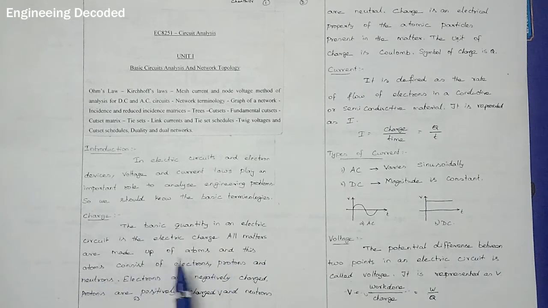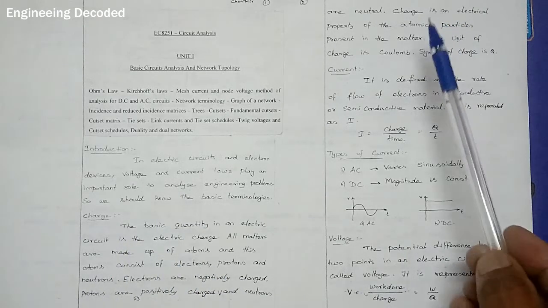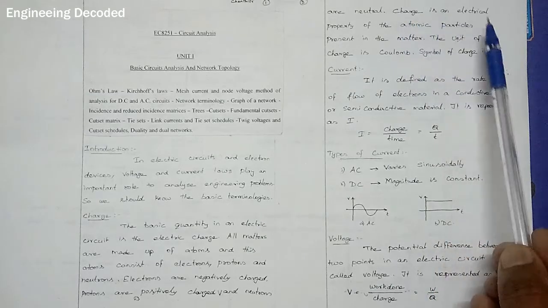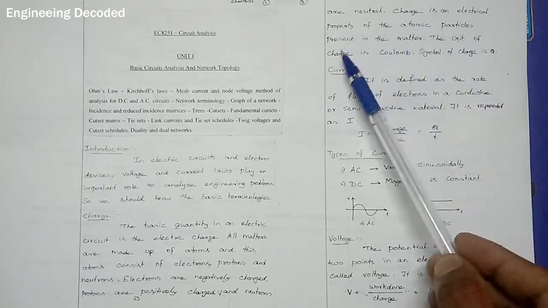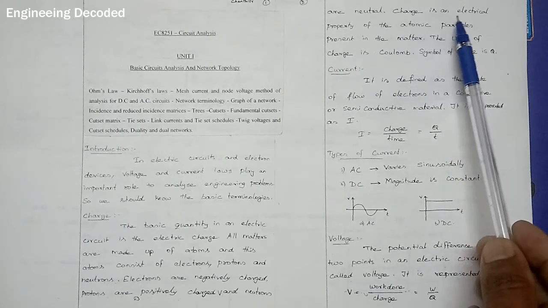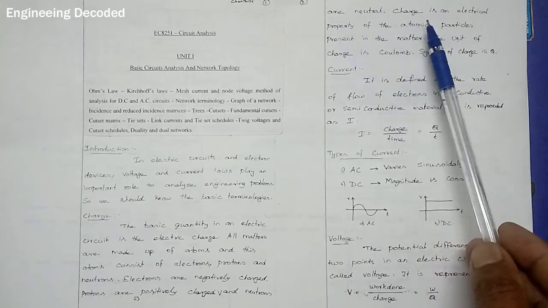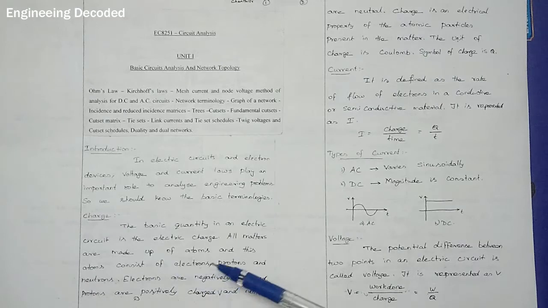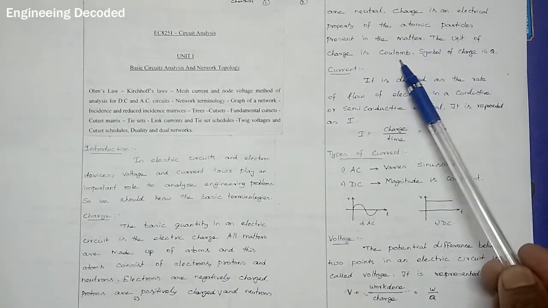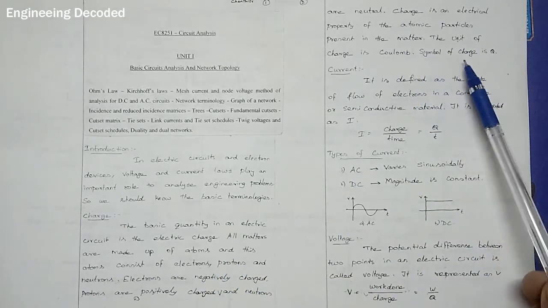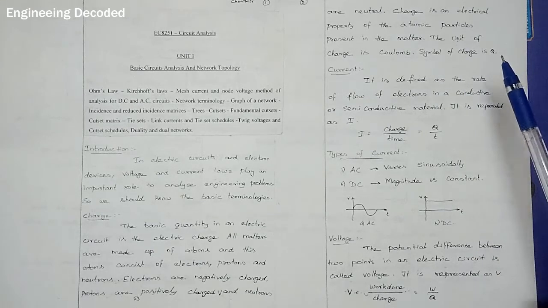All matter is made up of atoms, and these atoms consist of electrons, protons and neutrons. We know electrons are negatively charged, protons are positively charged and neutrons are neutral. So this is the definition of charge: charge is the electrical property of the atomic particle present in the matter, that is, of the proton or electron or neutron. The unit of charge is coulomb and the symbol of charge is Q.